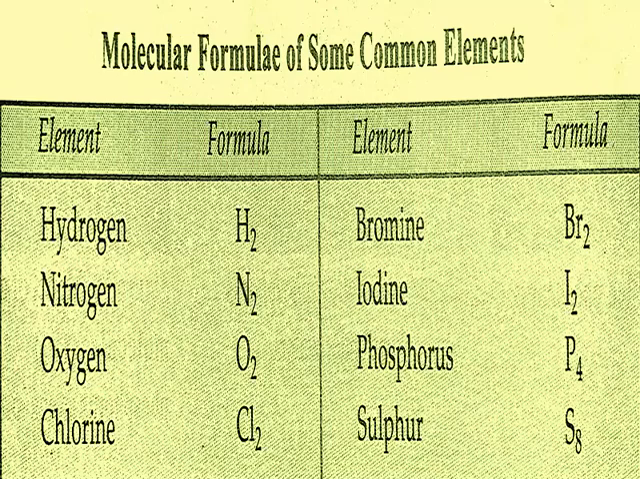The chemical formula of chlorine gas is Cl2. The chemical formula of bromine is Br2. The chemical formula of iodine is I2. The chemical formula of phosphorus is P4. The chemical formula of sulfur is S8.